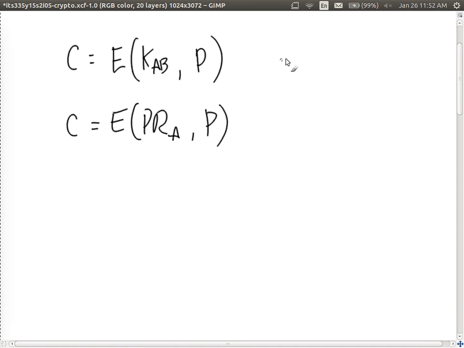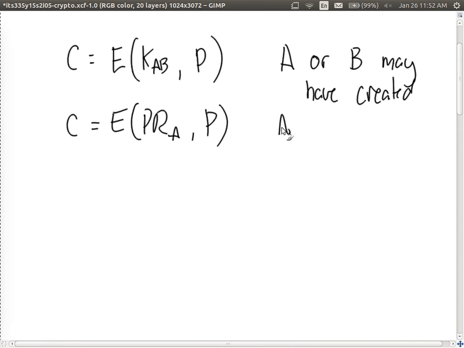The problem with this approach is A or B may have created it. We'll see this in the slides. This one, it means it's only from A. This is the concept of a digital signature, or the theory behind it.